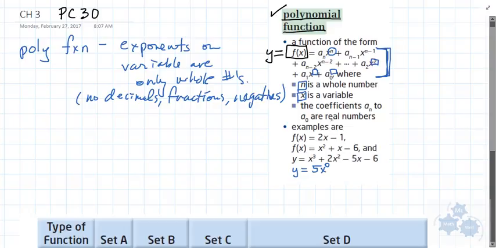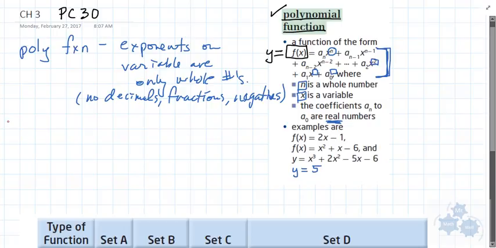Okay, what else do we need to know? Coefficients are real numbers. All right, so that shouldn't be a big deal, but real numbers are positives, negatives, 0, irrational, rational, anything. It's just not unreal numbers or complex numbers, which you don't even really know about, so don't worry. So they're real numbers, so it can be anything, positive, negative, decimal, fraction. Here are some examples. F of x equals 2x minus 1. That's an example of a polynomial function. F of x equals x squared plus x minus 6. That's an example. Okay, x cubed, y equals 5, as I mentioned as well. So these are all examples.